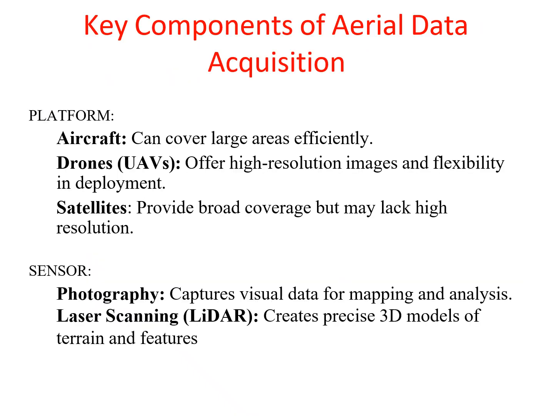Now, what are the key components of aerial data acquisition? Let's break down the two main parts of aerial data collection, the platform and the sensor. The platform is like the vehicle that carries our tools. It could be an airplane, which is great for covering huge areas, a drone, which can get super close-up shots, or a satellite, which sees the whole world but from far away.